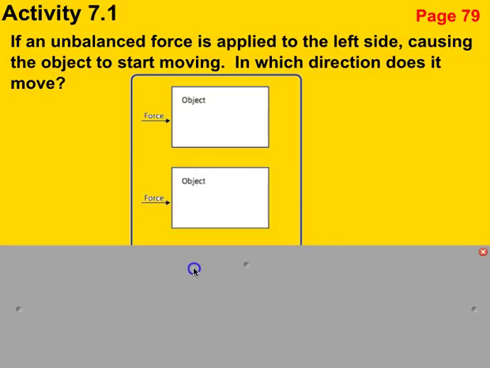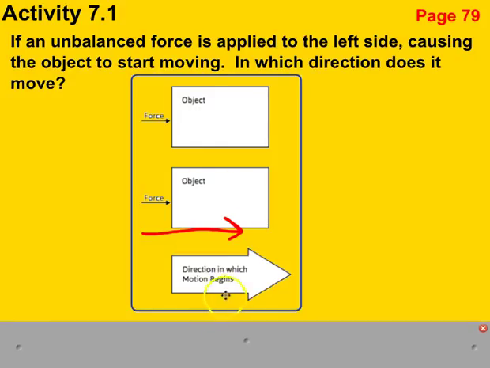Well, you probably figured out it's going to move in that direction. That should make sense, because that's the way the force is applied. How often do you push on something one way and it moves in the opposite direction? Physically, according to physics, that should not happen. So the direction in which it begins to move should be the way the force is applied. However, when you start applying forces in different directions, and you have balanced forces and unbalanced forces, things can sometimes get a little confusing.